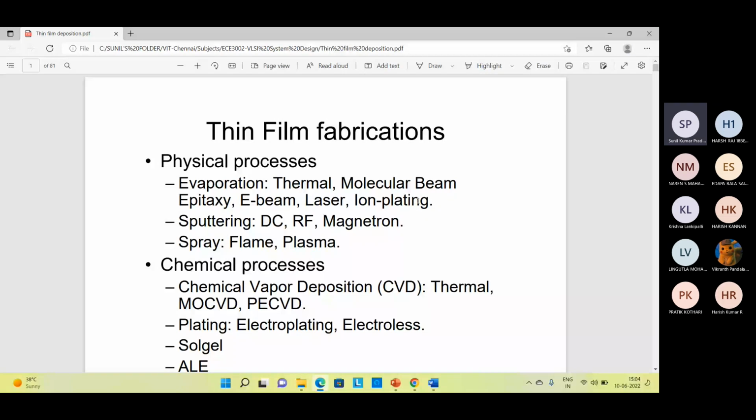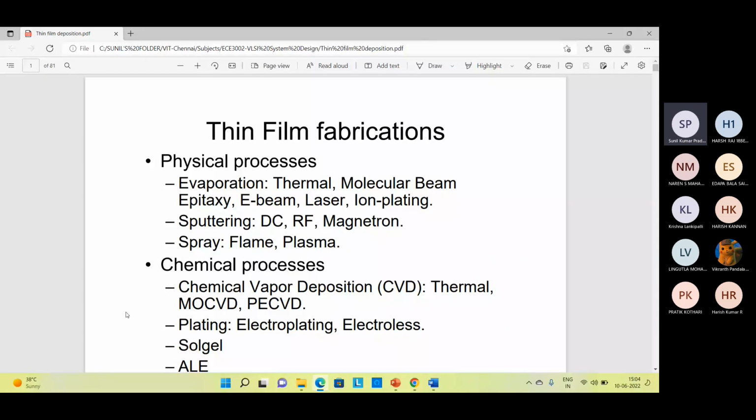Similarly, after evaporation, the second one is sputtering. In sputtering, there are three categories: DC sputtering, RF sputtering, that is radio frequency sputtering, and the third one is magnetron sputtering. Similarly, in the physical process, the third category is spray processes, and under spray processes, it comes to be flame and another is plasma.